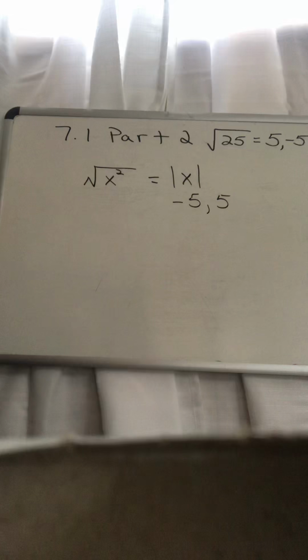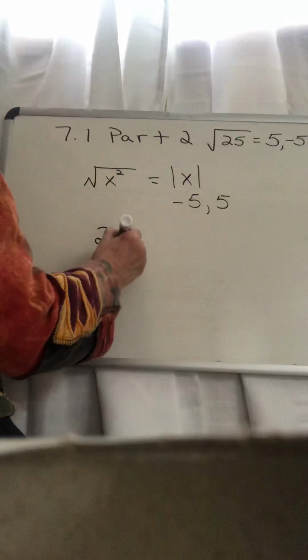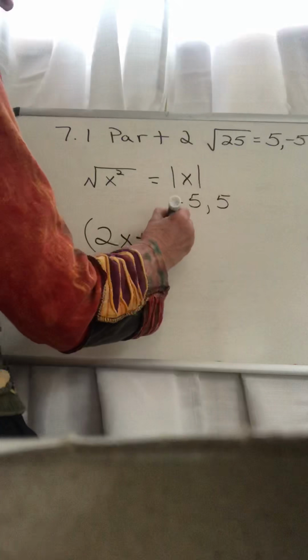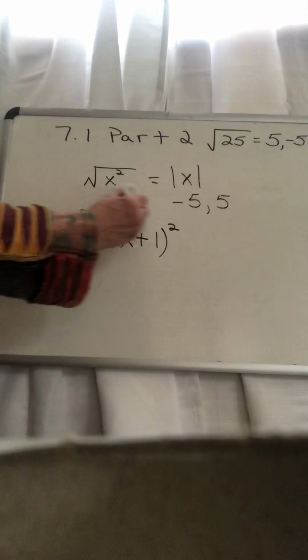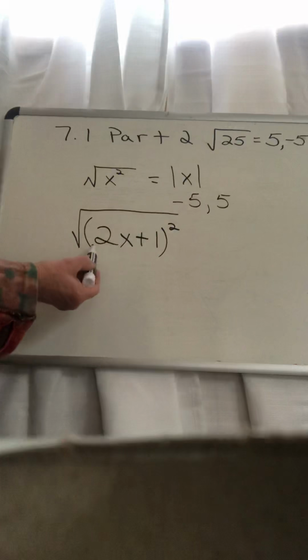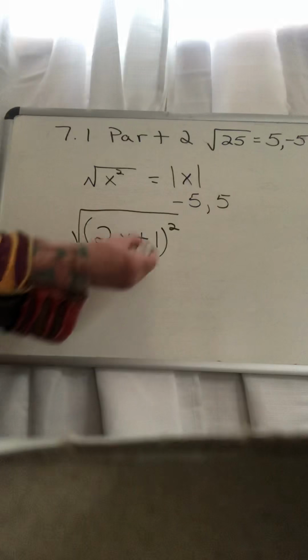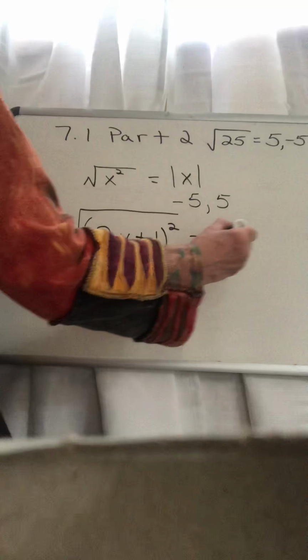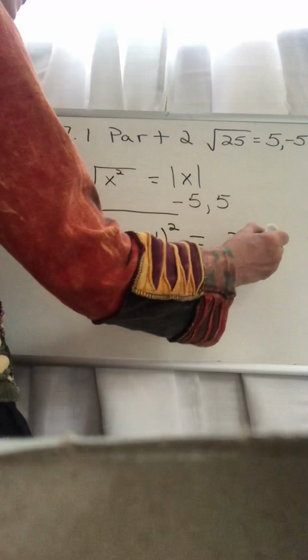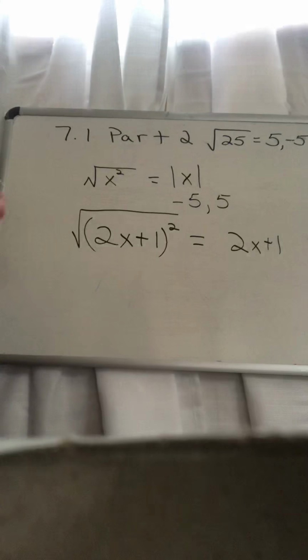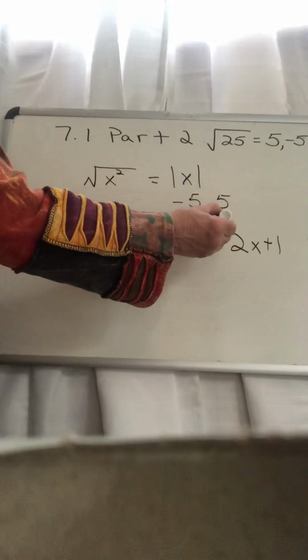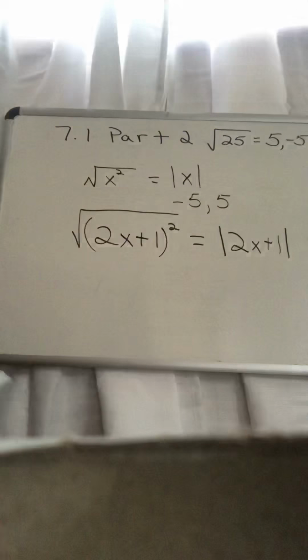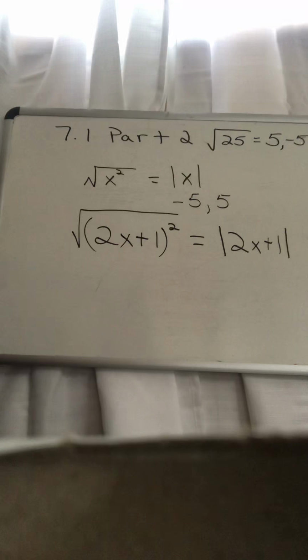Let's go ahead and look at example 1. If we needed to simplify the square root of (2x plus 1) squared, it's saying it's squared, so therefore the square root is going to be this number that's in the parentheses. So we take that out. Because we don't know if the square root is going to be negative or positive, we use the absolute value bars. Okay? All right.